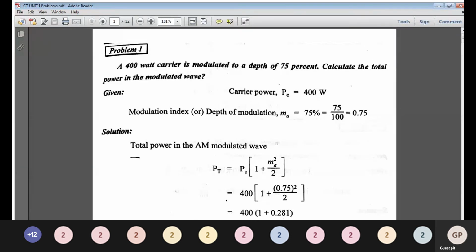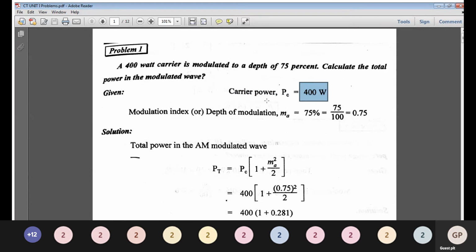The problem is given. First try to identify the parameters which are given in the problem. Then identify the formula. Third step is substitution in the formula. That's all. First, what is given here? 400 watt carrier. Watt means power. Carrier means carrier power. So the carrier power is 400 watts. Write the carrier power; the notation of the carrier power is P suffix C. So the value is equal to 400 watts.